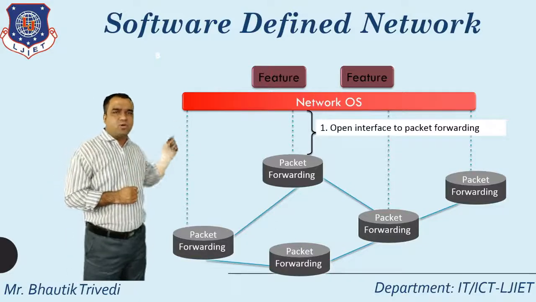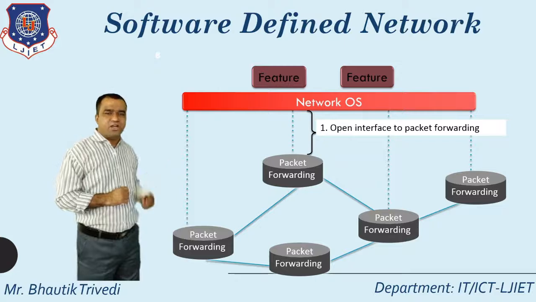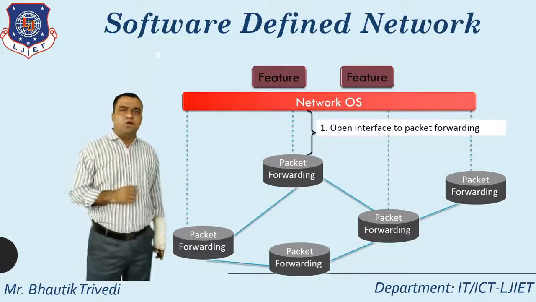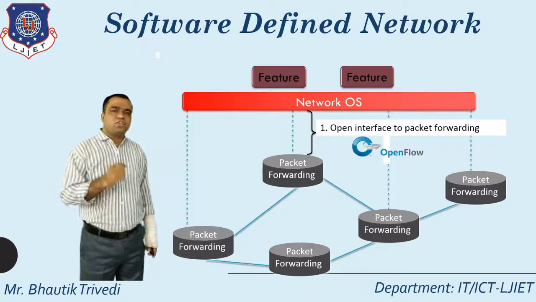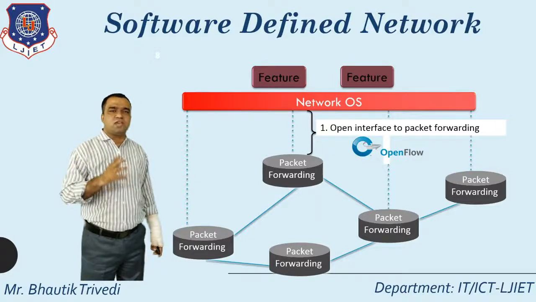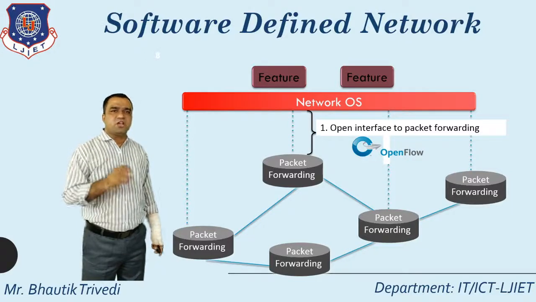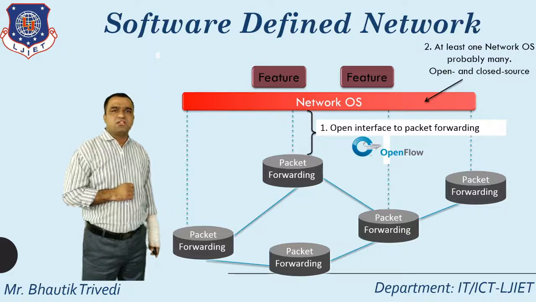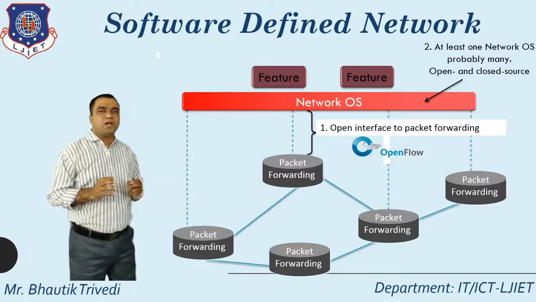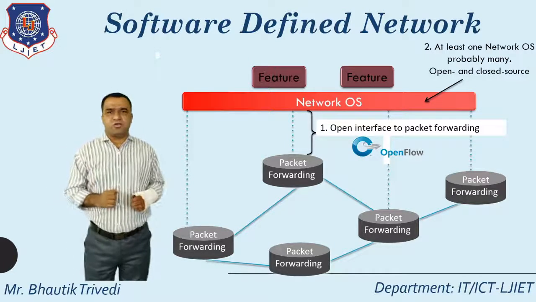So first of all, you open the interface to packet forwarding. This is step number one. What's step number two? With using the OpenFlow technique, you can directly open the interface to packet forwarding. Step number two, you establish one network OS.